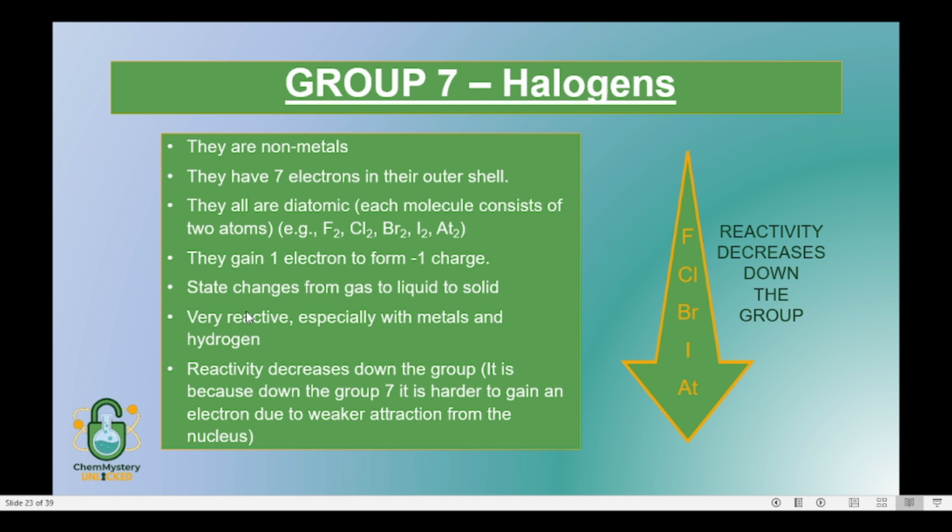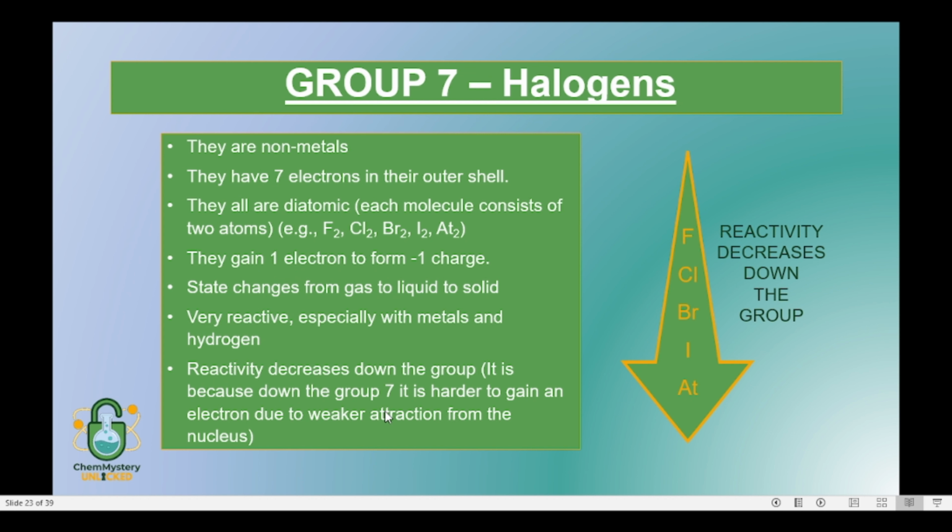Always remember this. Reactivity decreases down the group. As you can see, reactivity decreases down the group. In group 1 or group 2, the reactivity was increasing down the group. In group 7, reactivity decreases down the group. It is because down the group 7, it is harder to gain an electron due to weaker attraction from the nucleus. As we move down the group, the outermost shell electrons move very far away from the nucleus. So there is weaker attraction from the nucleus. That is why it is harder to gain an electron.